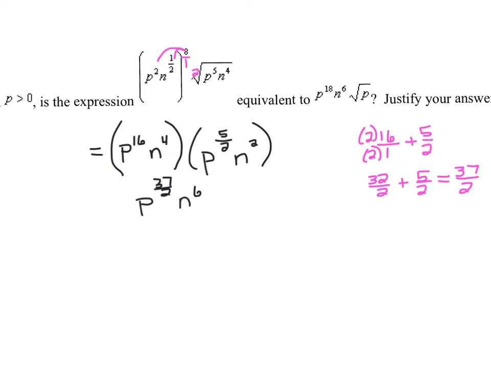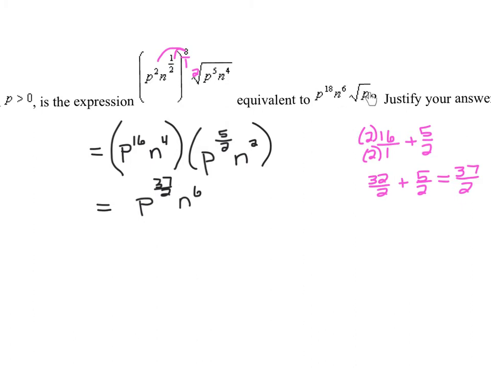Let me just put equal signs in front of all these. All right, now we want to know, is this equivalent to this? Well, this has a radical in the answer. So, well, actually, look, here's an n to the 6th, and here's an n to the 6th. So the n matches up.